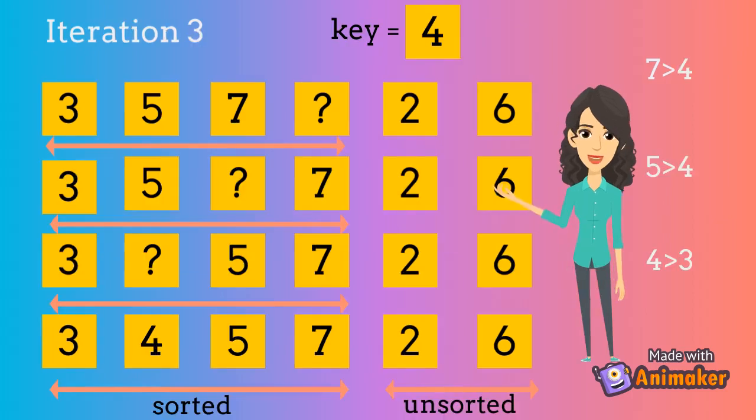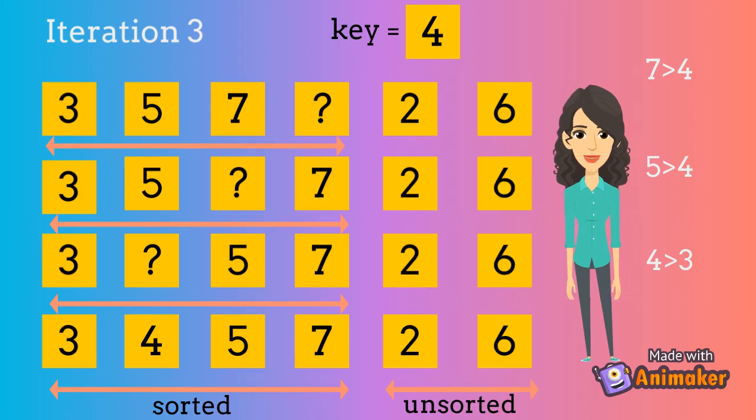For iteration 3, consider key is equal to 4. Compare 4 with its previous elements, that is 3, 5 and 7. 4 is smaller than 7, so 7 will be shifted to the right side. Compare 4 with 5. 4 is less than 5, so 5 will be shifted to the right side. Now comparison is done between 4 and 3. 3 is smaller than 4, so there will be no change and 4 will occupy the vacancy.